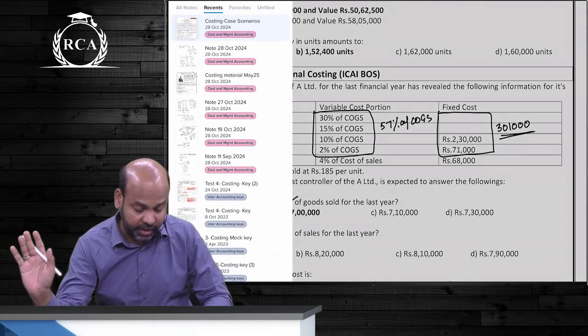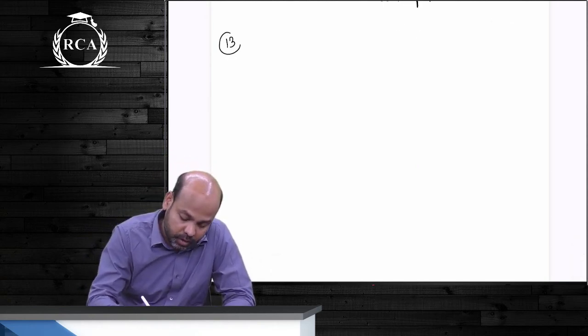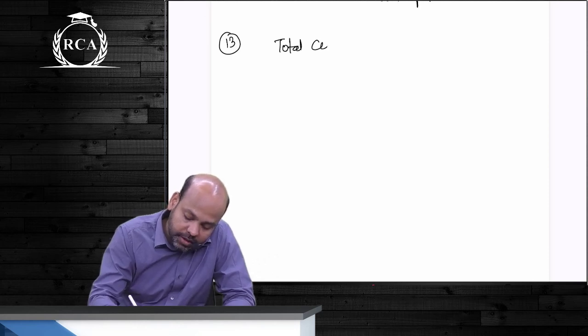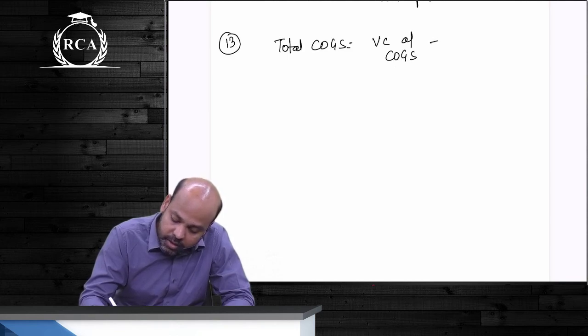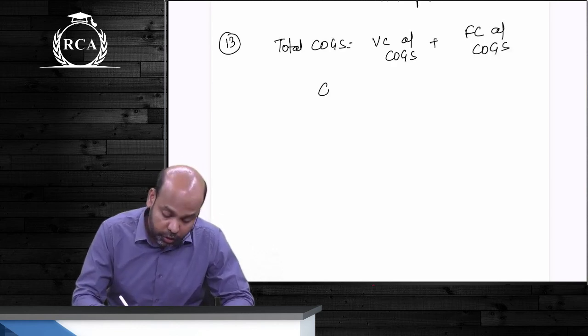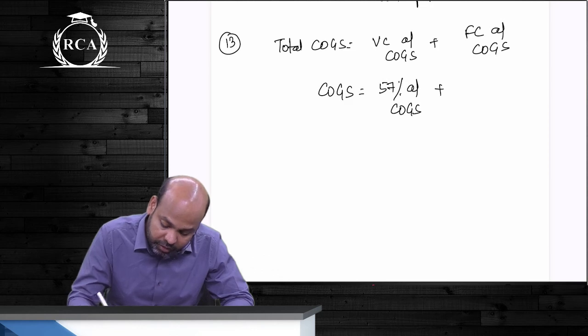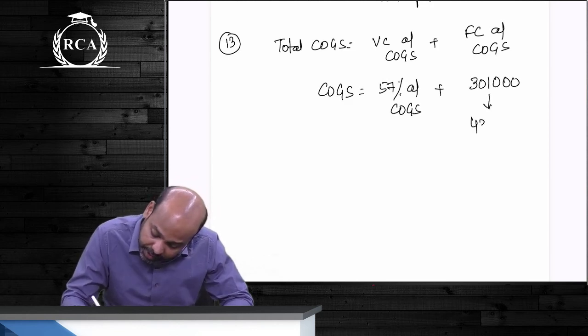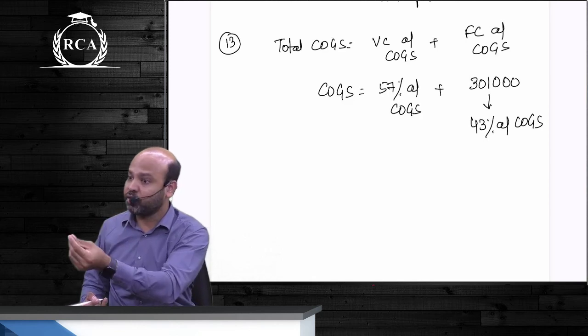Did you understand what I just said, guys? I repeat, beta. Your total COGS comprises two parts: variable cost of COGS and fixed cost of COGS. Variable cost is 57% of COGS and fixed cost is how much? 3,01,000. That means this will become 43% of COGS. Yes or no, guys?